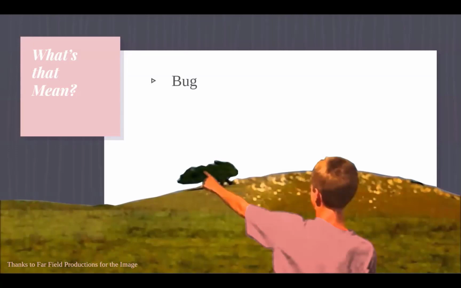The first term that we're going to talk about is a bug. You have likely heard this. A bug is a flaw or a glitch in a system.